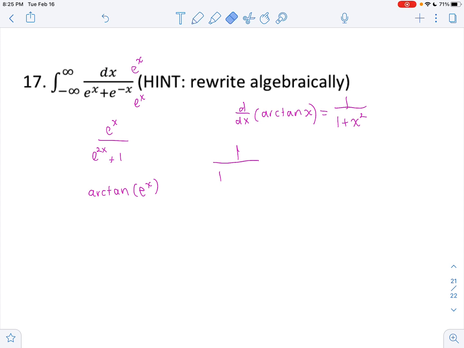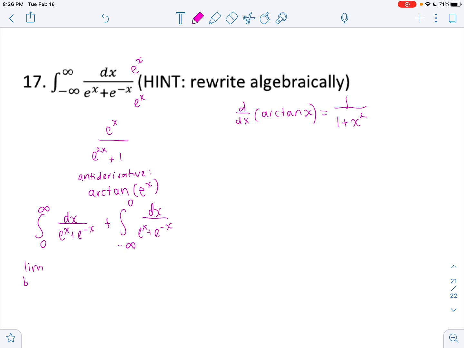So let me erase this. Here's our antiderivative. We're going to rewrite our improper integral so that it's proper. That's going to mean first we're going to split. Keep the antiderivative in mind. I'm going to rewrite my improper integral to split at 0: the integral from 0 to infinity of dx over e to the x plus e to the negative x, plus the integral from negative infinity to 0 of dx over e to the x plus e to the negative x. And then rewrite this with the limit.